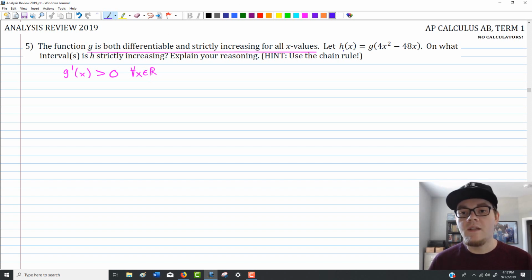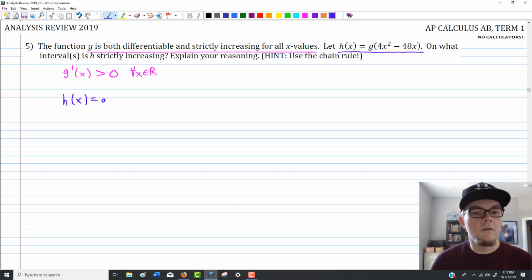The next piece that it tells us is that we've got a redefinition situation. It tells us that h of x is g of 4x squared minus 48x. So right down there, I'm going to write that down. I don't know, I have kind of a headache right now. So from here, basically that's the relationship we have.